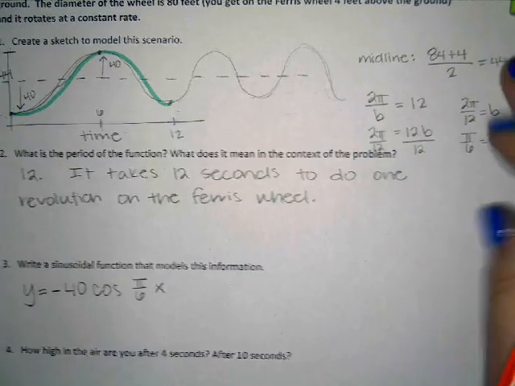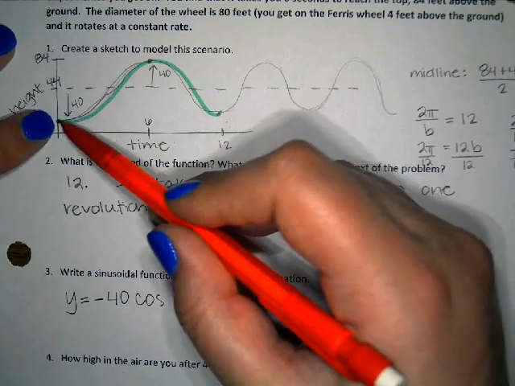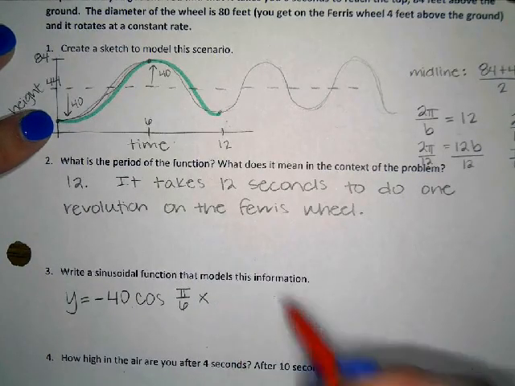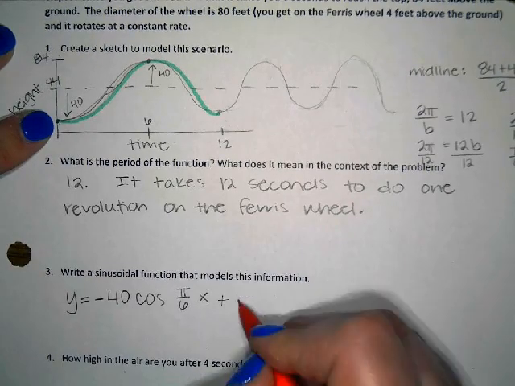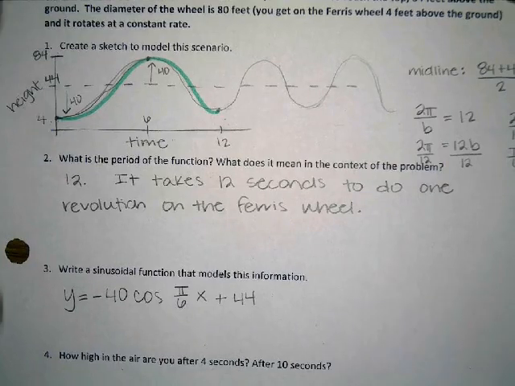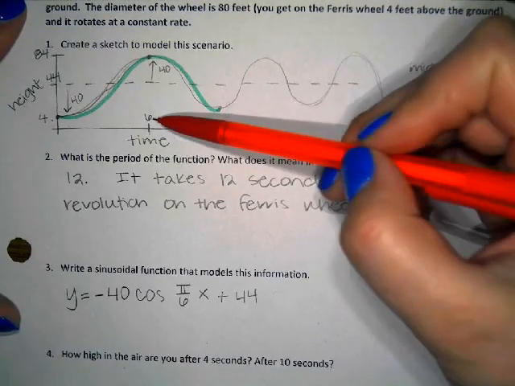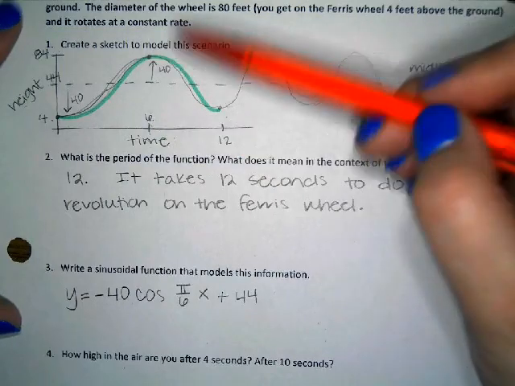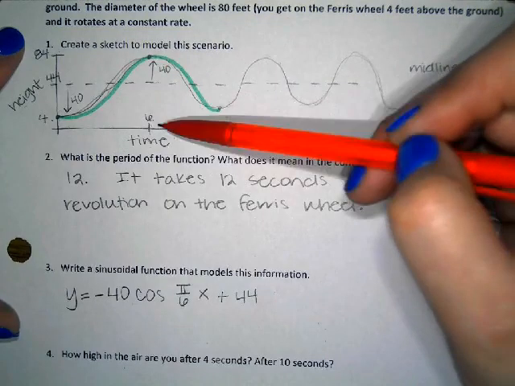Has this graph been shifted to the right or left? No, starts right at 0, okay, so we don't have to have parentheses on this one. And then what goes next? Plus 44, because that's the midline. Okay, so now if we want to check our work, we just want to make sure that what we got was accurate. What we can do is we can plug in a time of 6 and make sure that at a time of 6 that the height is 84. Does that make sense?